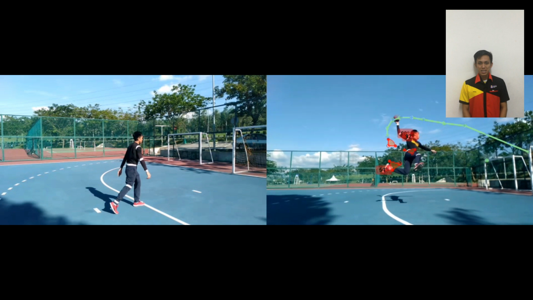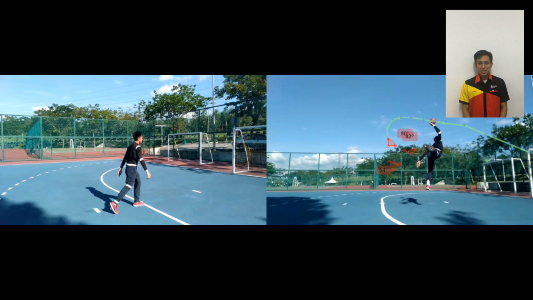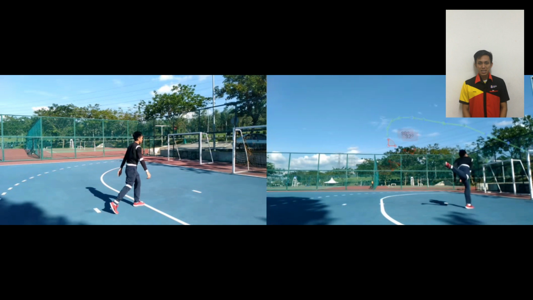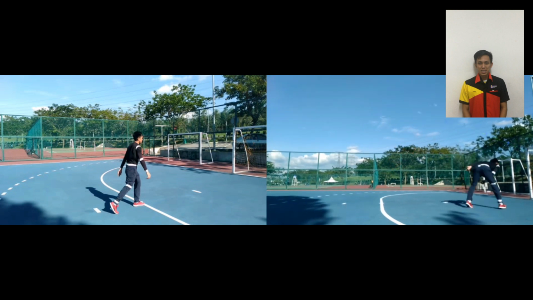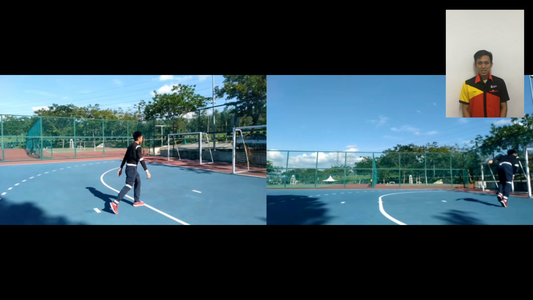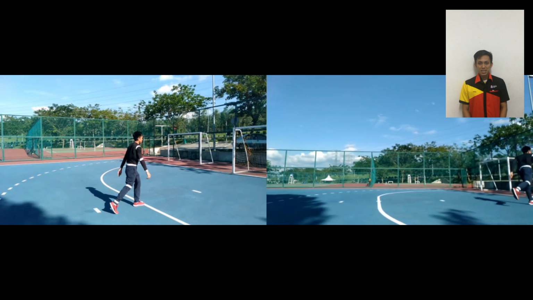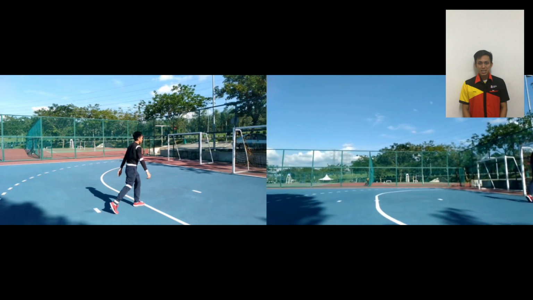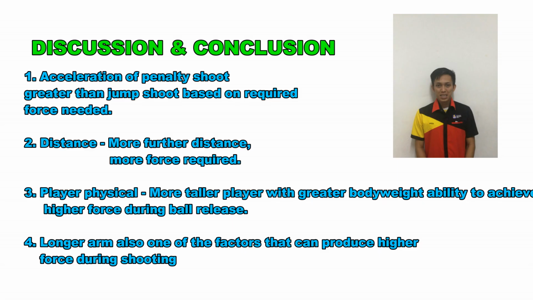The taller the handball player and the greater the body weight, the more ability to achieve high accuracy to get a perfect score. Based on the score, for the penalty shoot, more force is produced. The further the distance, the more force needed, while the penalty shoot starts only from a standing position. Higher force is not necessary for the jump shoot because handball players can produce a greater force while standing. Force from the ground is also involved during the penalty shoot. A longer arm can also produce greater force during the backward swing.